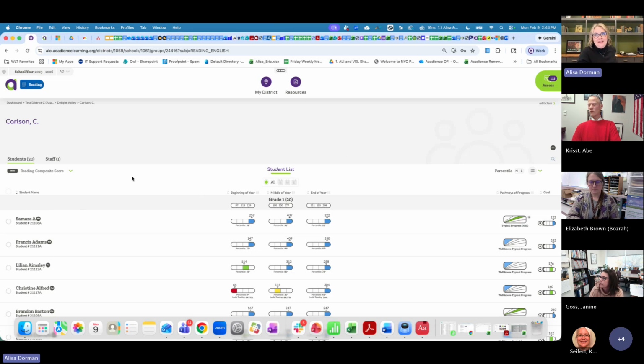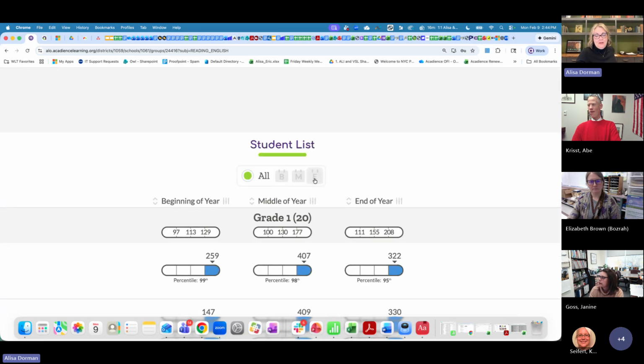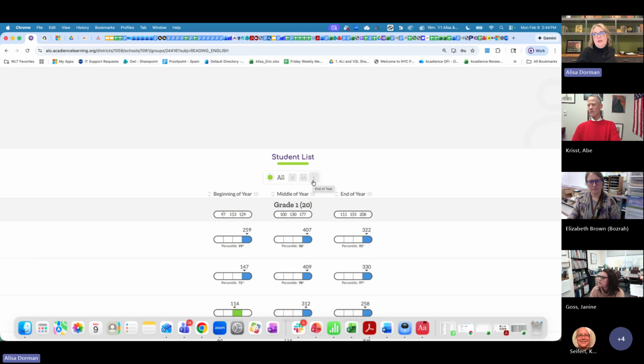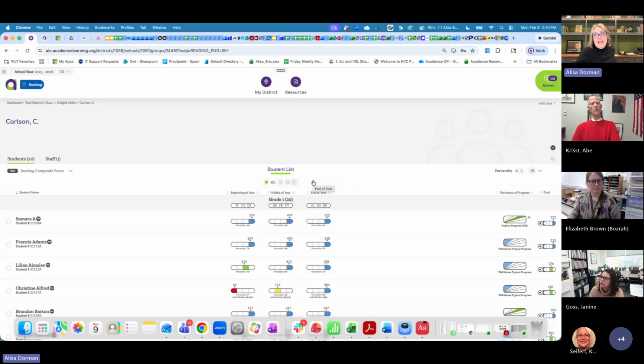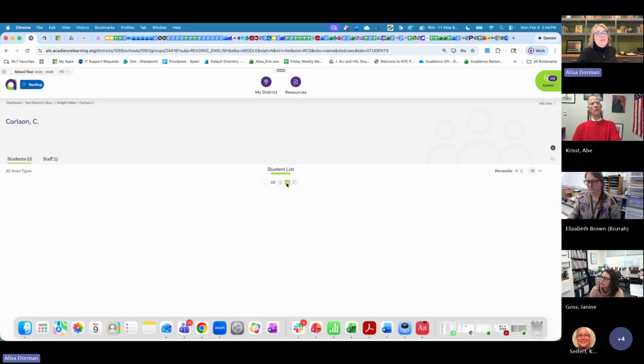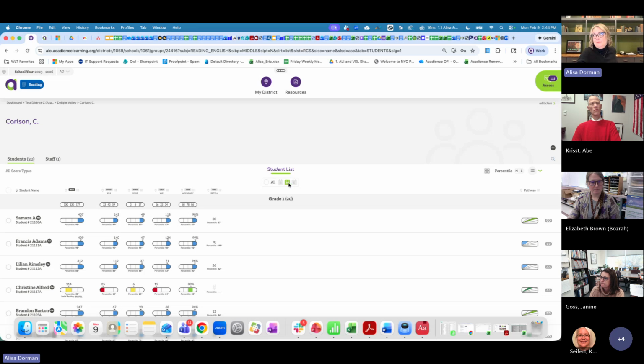When you land into a classroom, you see all times of year as the first filter. Okay, so that's what you see. If you want to see the expanded view, like individual measure scores, you have to pick from the calendar: beginning, middle, or end of year. Just because of where we are today, I'm going to pick middle of year. And this happens to be a first grade class.